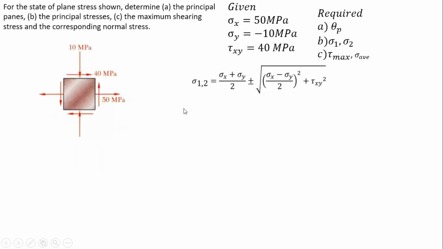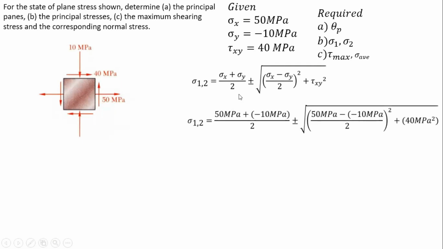Next, let's get our principal stresses, sigma 1 and sigma 2. Again, our formula here is just a combination of the average stress and the maximum shear stress. So we directly substitute our given. Solving for sigma 1 and sigma 2, we can simplify it into 20 megapascal plus minus 50 megapascal. So sigma 1 is 70 MPa and sigma 2 is negative 30 MPa.